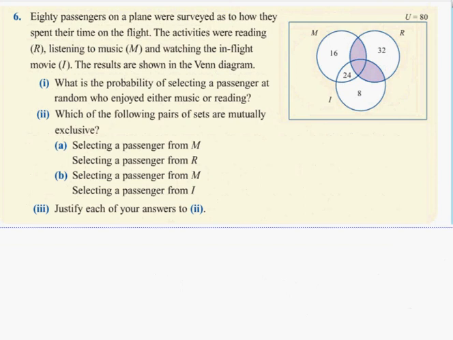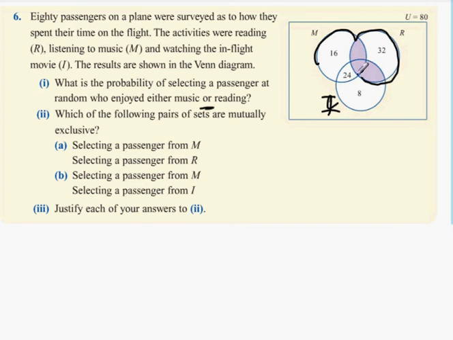Number 6. 80 passengers on a plane were surveyed on how they spent their time. The activities were reading, listening to music, and in-flight movie. The results are shown in the Venn diagram. What's the probability of selecting a passenger at random who enjoyed either music or reading? How many people are in this circle here? 40 plus 32, 72.